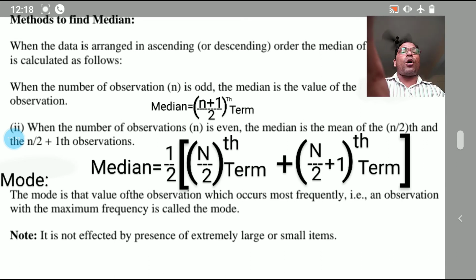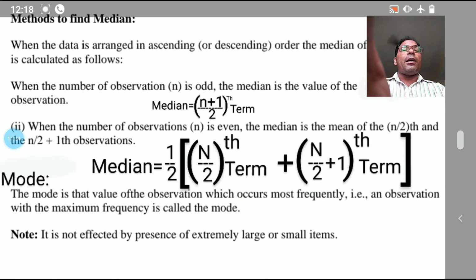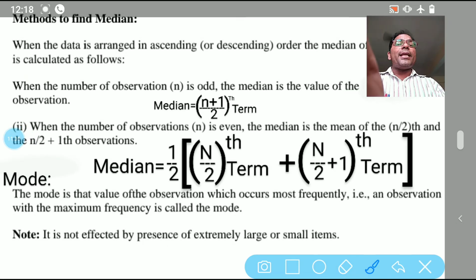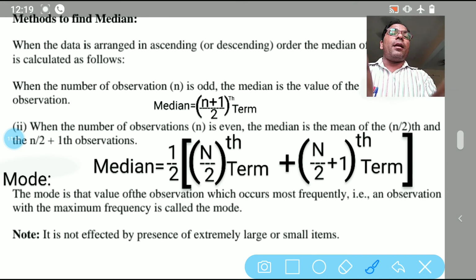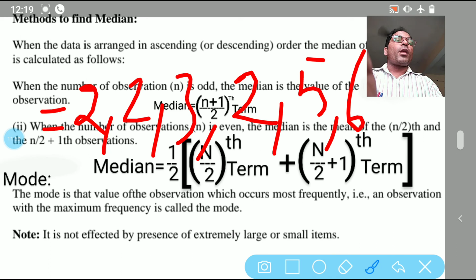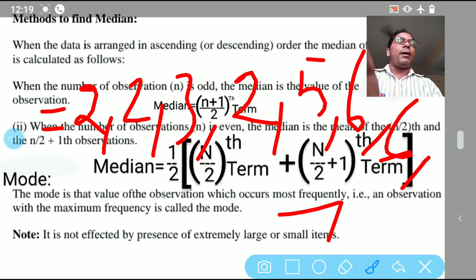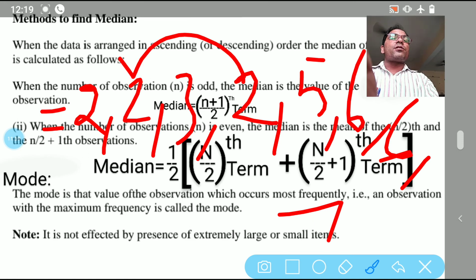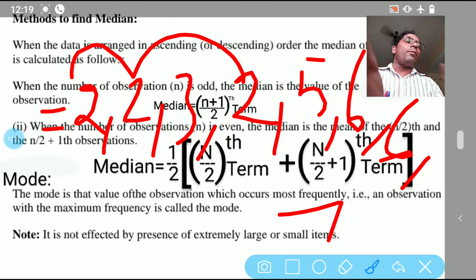And the next and third topic, students, I'm going to explain. The mode is that value of the observation which occurs most frequently. An observation with the maximum frequency is called the mode. Mode is a data value which has maximum frequency in comparison to other data. For example, I can write here 2, 2, 3, 2, 5, 6, 6 and 7. So here you can see the number 2 has maximum frequency, 3 times 2 is there. So the mode will be 2.